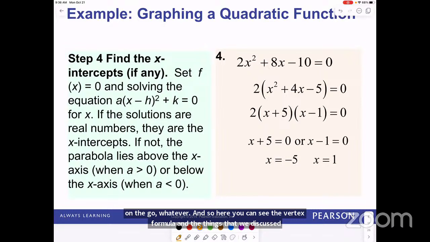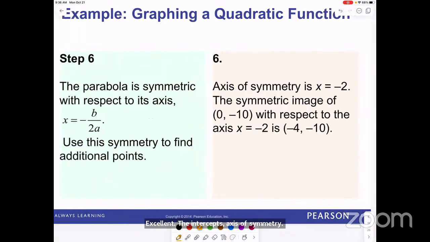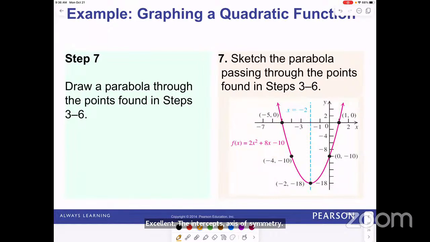Yeah, that's fine in the x coordinates. That's fine. Excellent. The intercepts, axis of symmetry. So they essentially did the same stuff that we did. Kind of took a few different routes, but you know, the same thing.